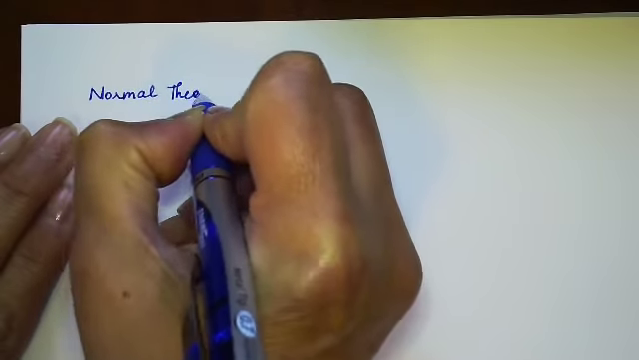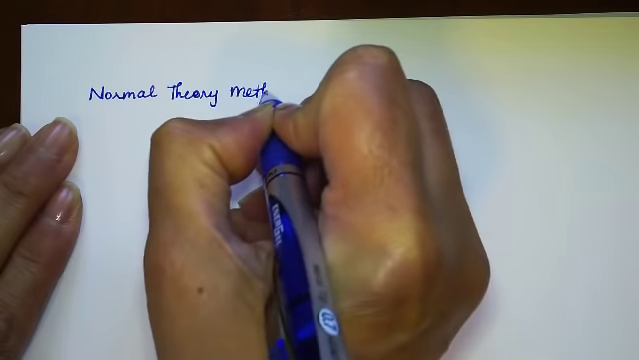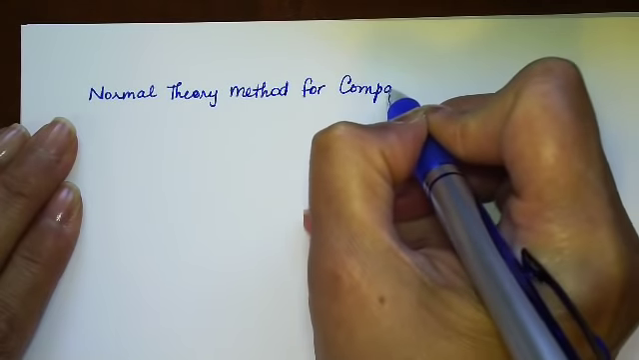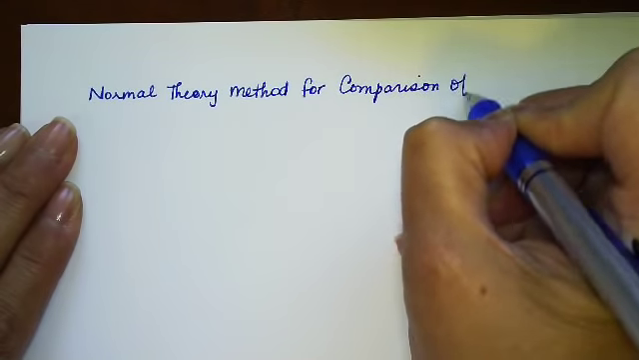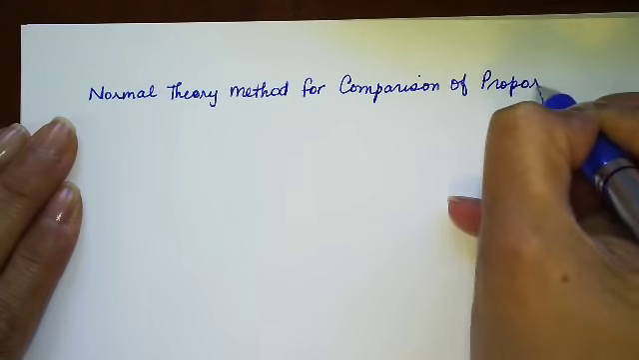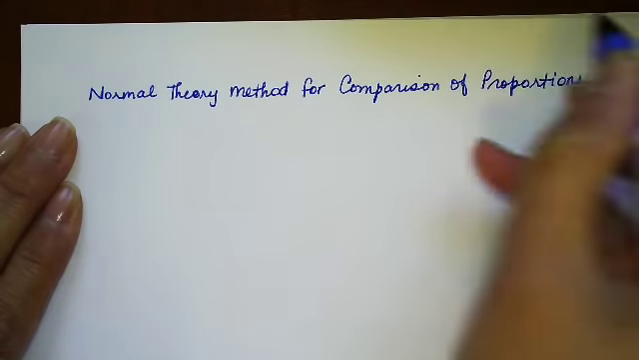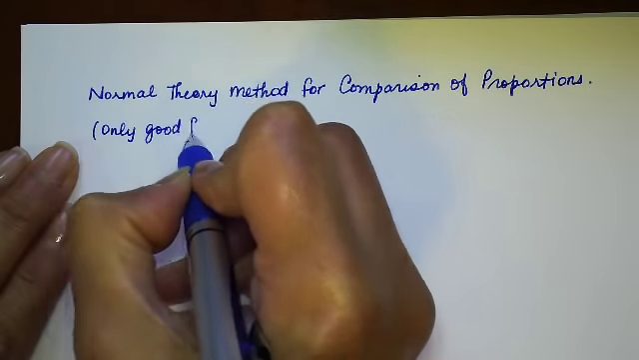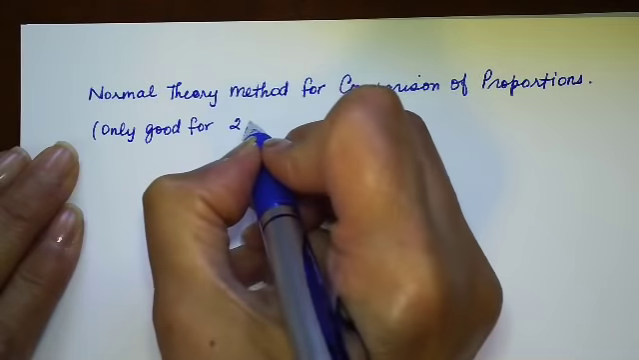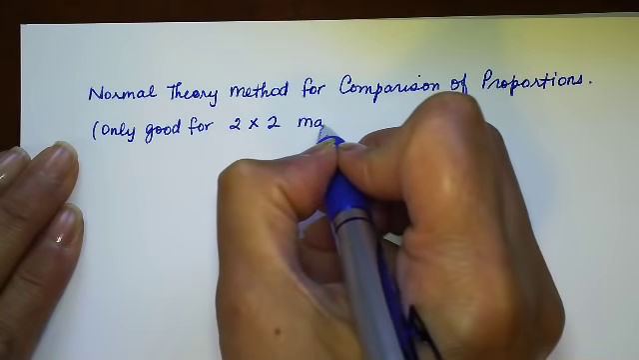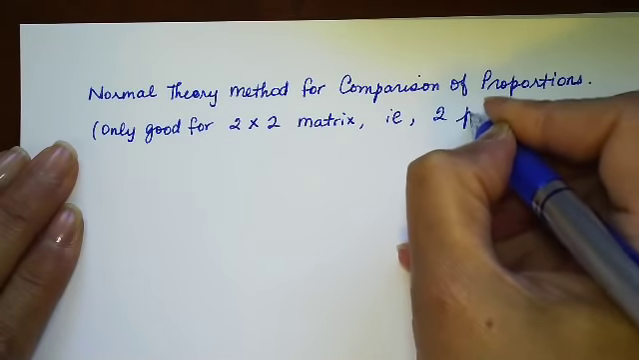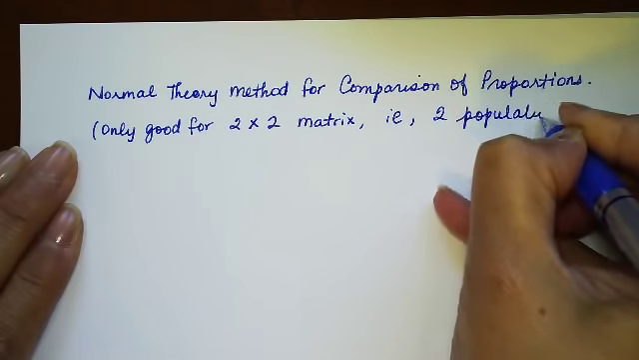So let's begin. Normal theory method for comparison of proportions. It's only good for a 2 by 2 matrix, i.e. you have 2 populations.